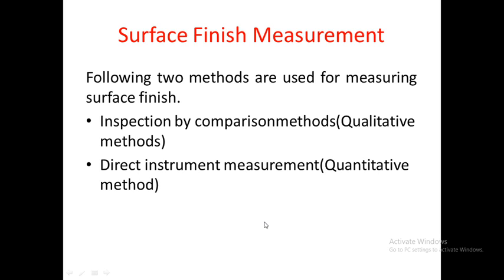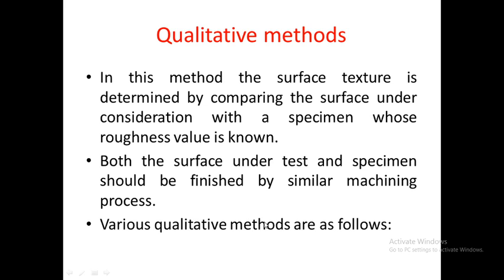Now we will see the qualitative methods. In this method, the surface texture is determined by comparing the surface under consideration with a specimen whose roughness value is known. So in the qualitative method, in order to determine the roughness value of the surface, we compare the surface whose roughness has to be determined with a specimen whose roughness value is already known. So by comparison, we can determine the roughness of the surface which is under study.